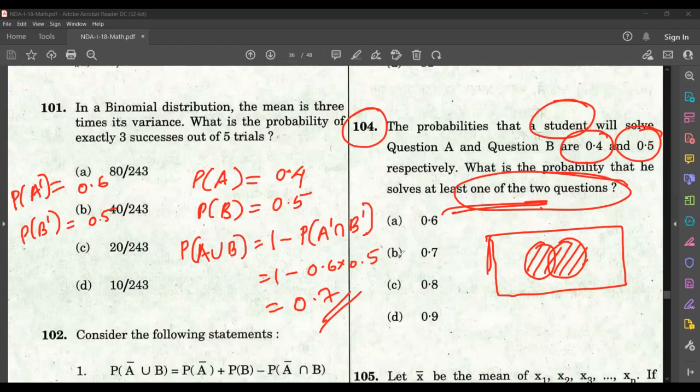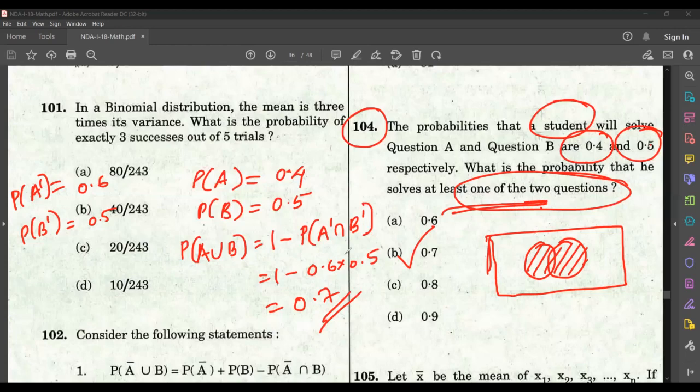So option B is the correct answer. Understood? See, he'll solve anyhow. He'll solve at least means he can solve both or he can solve any one, isn't it?